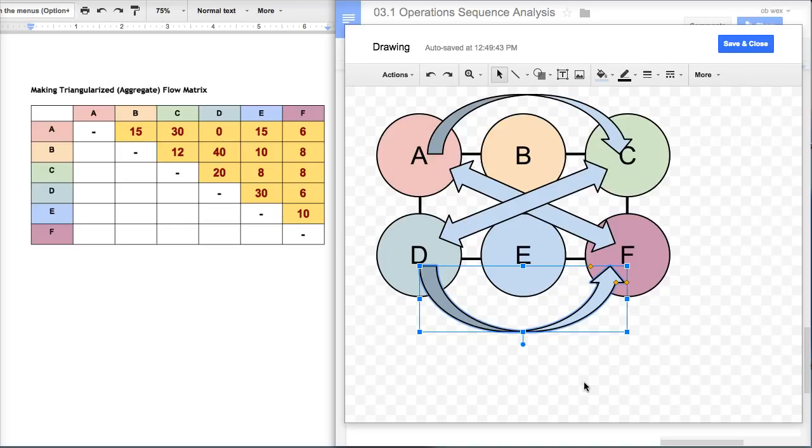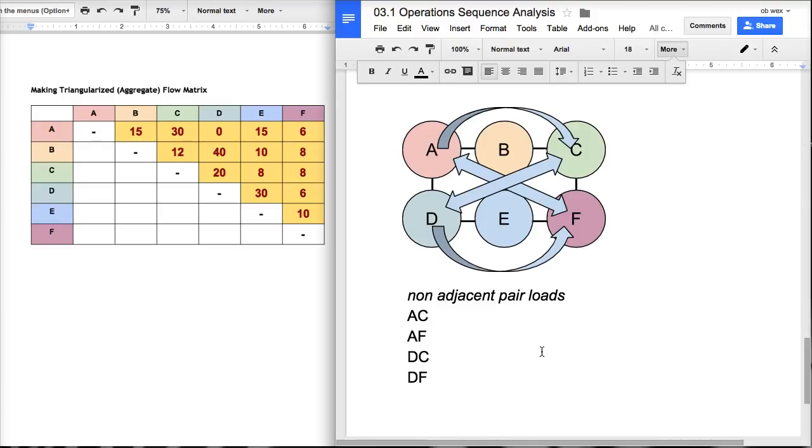Looking back at the non-adjacent pairs, let's look at the distance between each of those pairs. For instance, between A and C, based on the grid that I have behind my set of buildings, I see that the distance is 2, so that's 1 square to 2 squares. The distance between A and F is also 2. The distance between D and C is 2. And the distance between D and F is 2. Now that I've identified all of the non-adjacent pairs, let me list them.